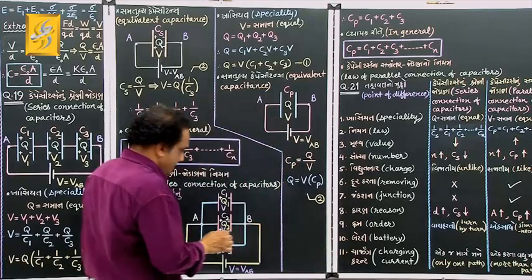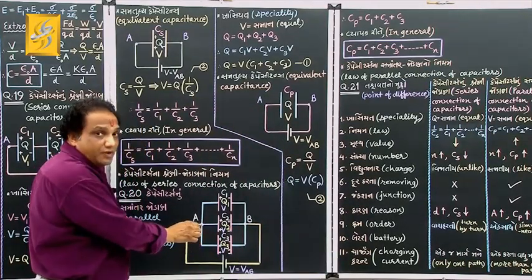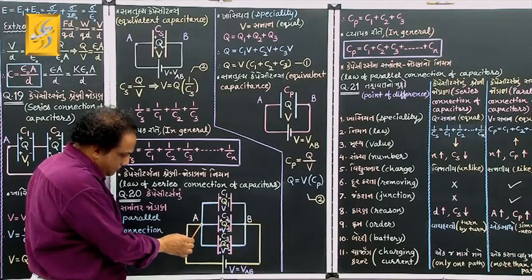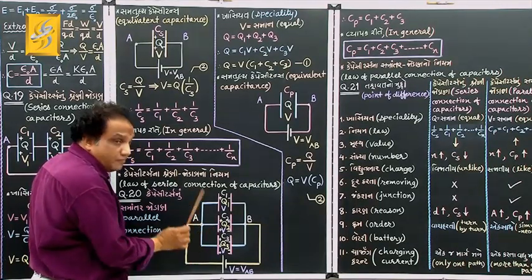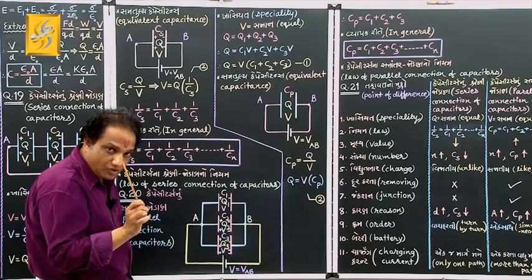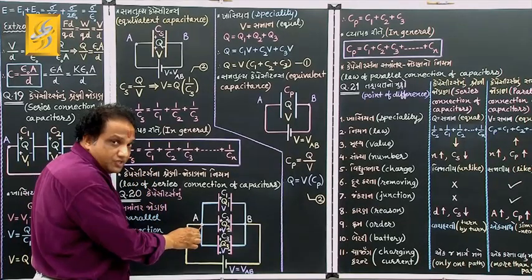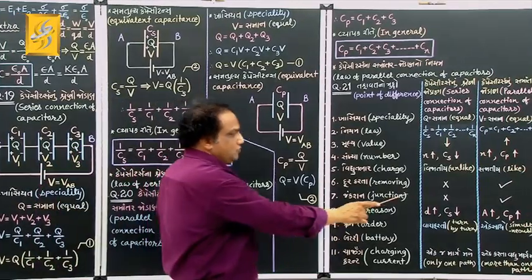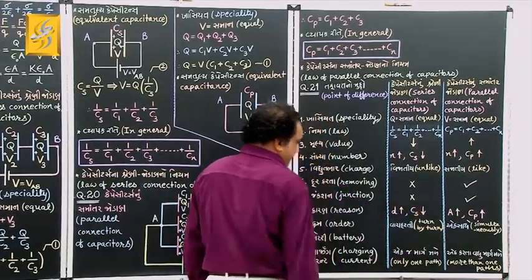But here, come on, at this very point, how many conductors are meeting? 4. Look here, 1, 2, 3, 4. Means more than two conductors are meeting, so it is called a junction. Here is one junction, here is one junction, so there are two junctions, okay, fine.